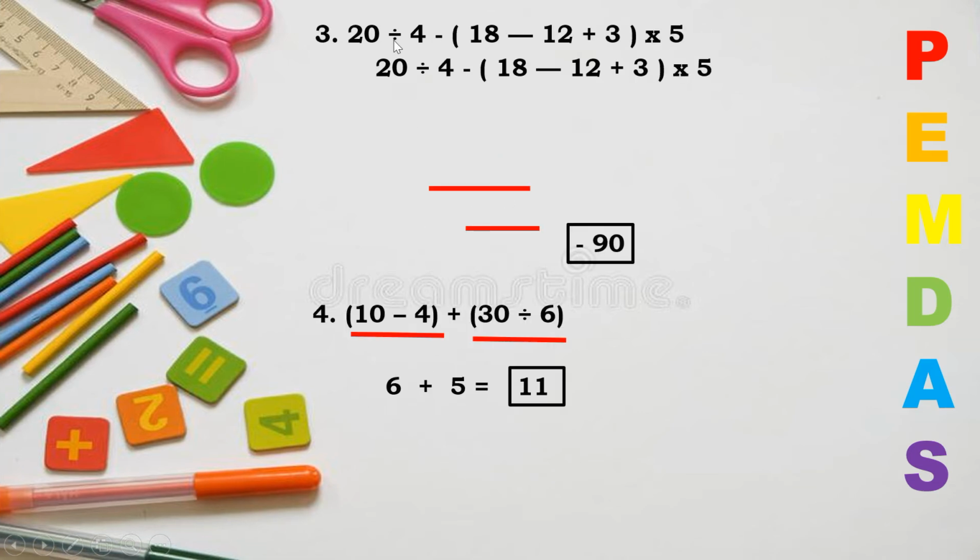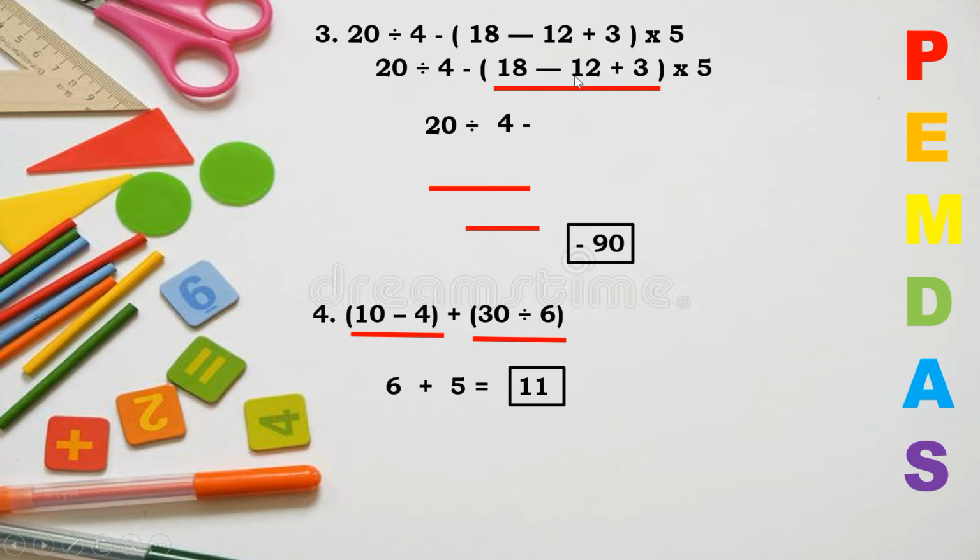Next, we have 20 divided by 4 minus (18 minus 12 plus 3) times 5. Okay, so we have here a parenthesis. Nasa loob yung 18 minus 12 plus 3. So sila po ang ating unang gagawin kahit may division na dito. So ibaba muna natin si 20 divided by 4 minus. Ayan. So isusunod natin dito yung sagot ng tatlong nasa loob ng parenthesis.